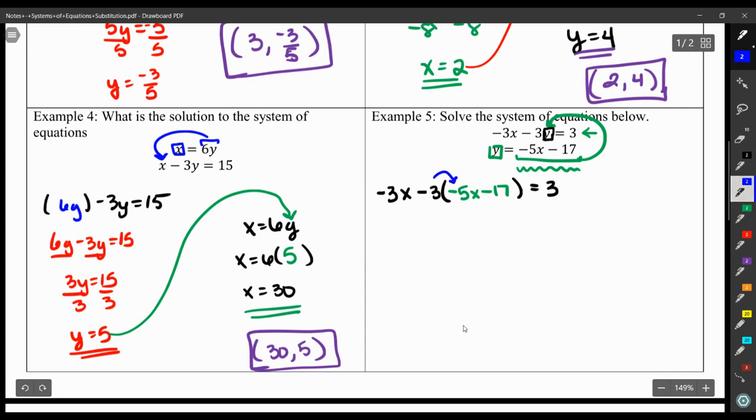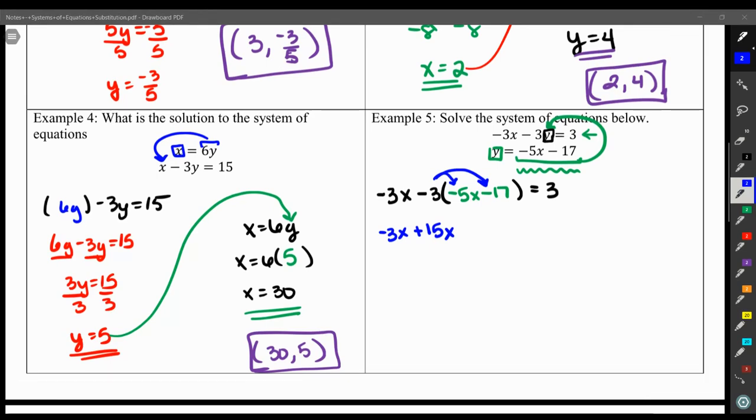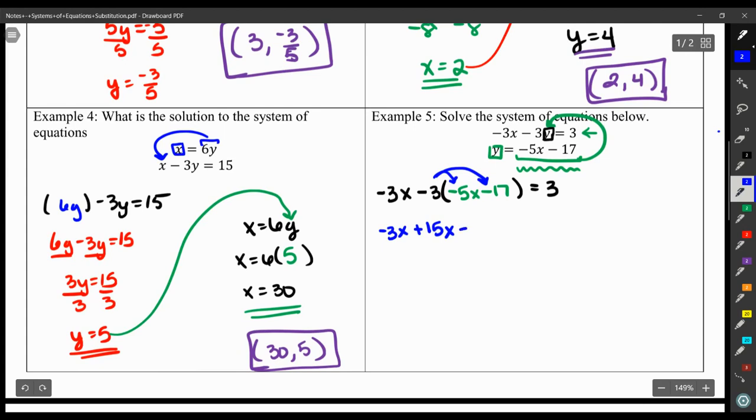Now that we have everything in all x's, we can solve this down for the value of x. So distribute your negative 3. So negative 3x, and then negative 3 times negative 5x is a positive 15x. Negative 3 times negative 17 is positive 51, equaling 3. Negative 3x and 15x are like terms, so 15 and a negative 3 will add up to be a positive 12x plus 51 equals 3.